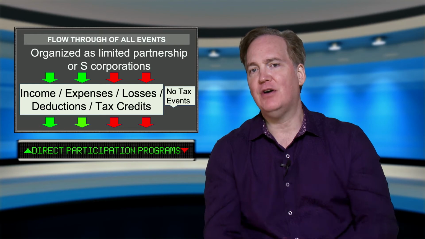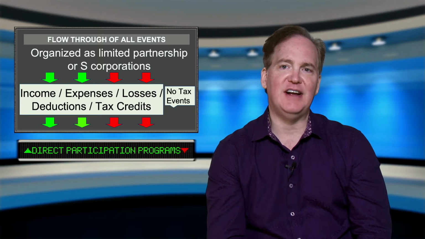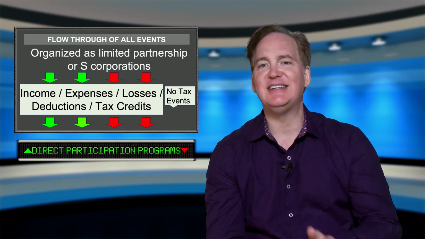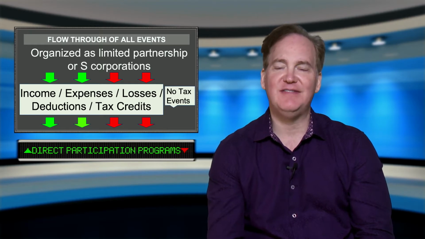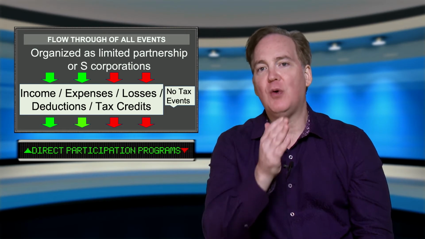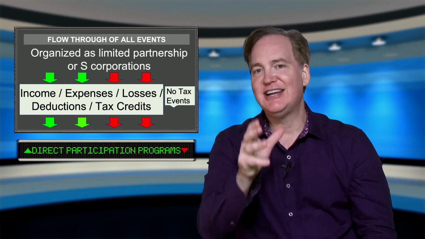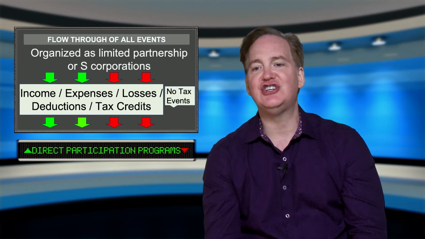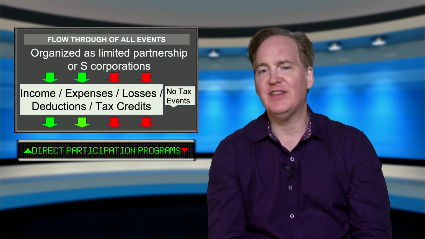Now, limited partnerships and S corporations allow for the flow-through of all economic events to the interested partners or shareholders. So all income, expenses, and losses are passed through. There are no economic events that take place at the direct participation level. So all economic events, all income, expenses, losses, deductions, tax credits, they all go to the limited partners or the shareholders. Now, this is very, very special tax treatment for these entities.